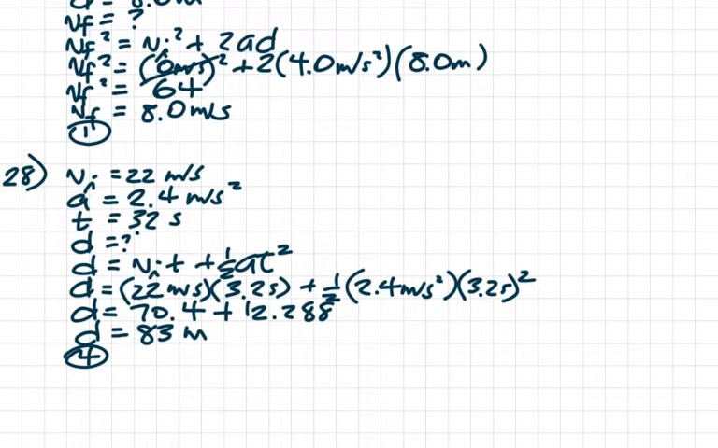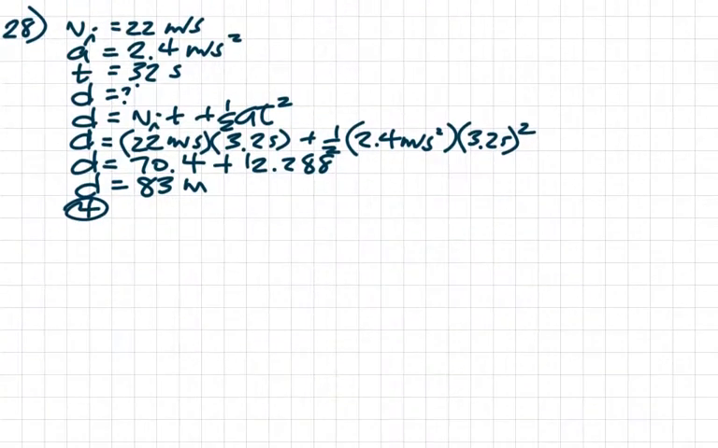Alright, so we do vi t plus 1/2 a t squared for 28. Just to have a starting speed of 22 meters per second, an acceleration of 2.4 meters per second squared, 3.2 seconds, and it wants to know how far it goes. So work it all out to get 70.4 plus 12.288, 83 meters. Just don't forget to square. That's 1/2 a t squared. So that's 1/2 times 2.4 meters per second squared times 3.2 times 3.2. Most common careless mistake is forgetting to square.